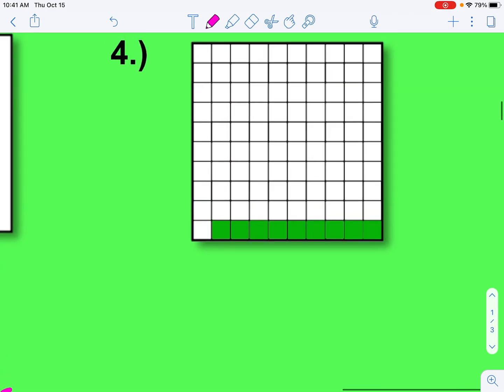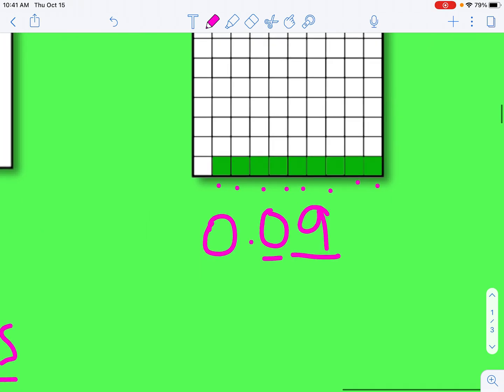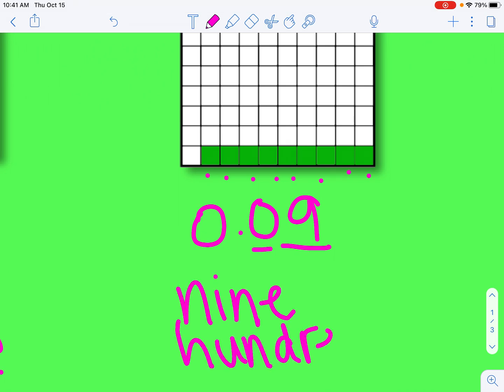Alright, and our last one. I have 0 tenths filled in, right? None of them are totally full. But my box is split into hundredths. So that is why I need to make sure I have 2 decimal places after my decimal. So if I count all of these boxes, I get 9. So right now I have 9 hundredths. The reason for that is because none of my tenths are filled in, but the box is split into hundredths. So my number is 9 hundredths.